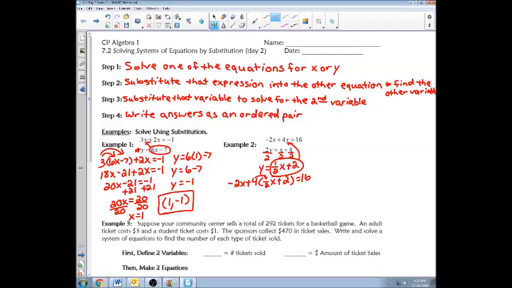I'm going to distribute my 4, so it'd be negative 2x. 1/2 of 4 would be 2x. 4 times 2 would be 8, equals 16. If I combine like terms, my negative 2x and positive 2x will just cancel. So then I ended up with 8 equals 16. Since that does not equal each other, then I have no solution. And I am done with that problem. Okay? On to story problems.